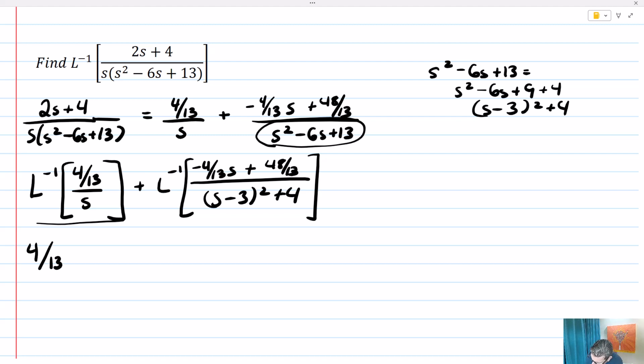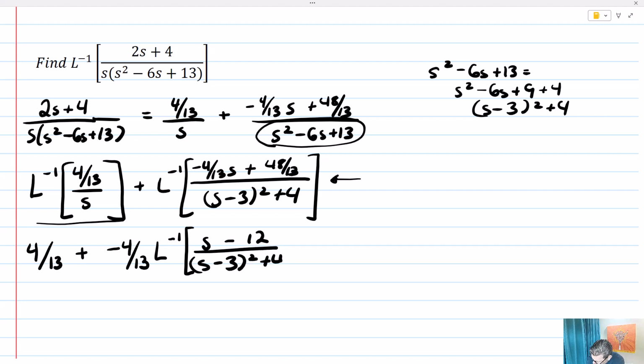Now, the trick here is to do the inverse Laplace transform for our second term. So this is going to end up being plus, and what I'm going to do is pull out negative 4 over 13 in order to simplify that top part. And that'll be negative 4 over 13 times the inverse Laplace transform of s minus 12 divided by s minus 3 squared plus 4.